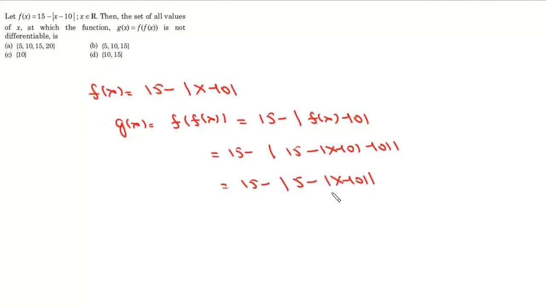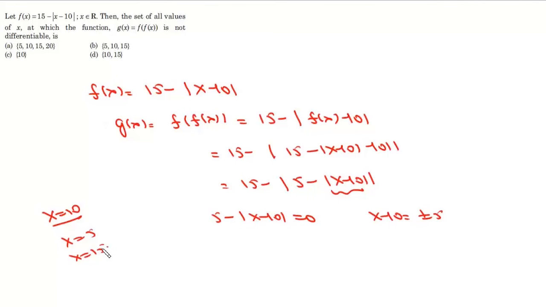So it will be 15 minus 5 minus mod of x minus 10. Now the mod x function is not differentiable at x equals 10, and it will also not be differentiable where 5 minus mod of x minus 10 equals 0, that is x minus 10 equals plus or minus 5. So at x equal to 5 and at x equal to 15. So not differentiable at 5, 10 and 15, and that's your option B.